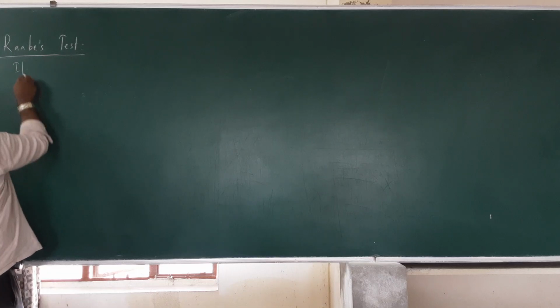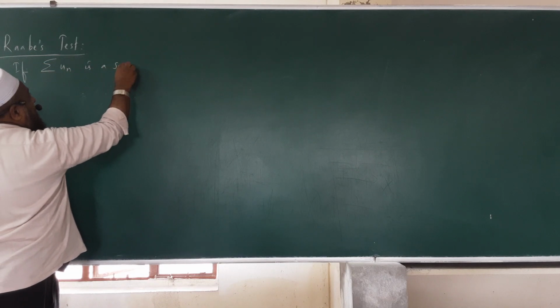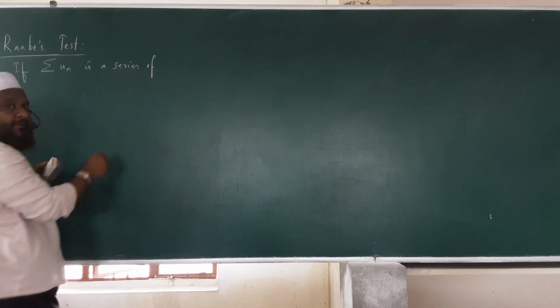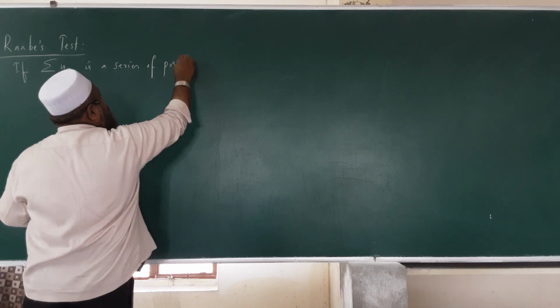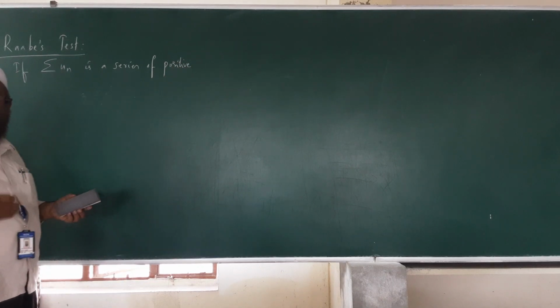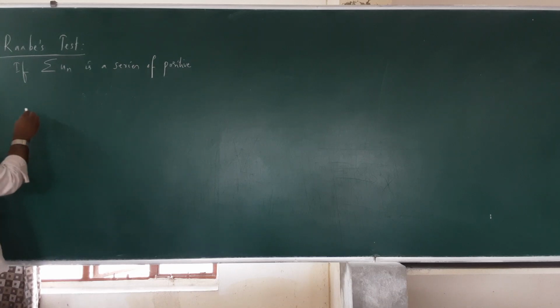If sigma un is a series of positive terms, always we will be writing that until and unless we start alternating series. We will write this series of positive terms every time.